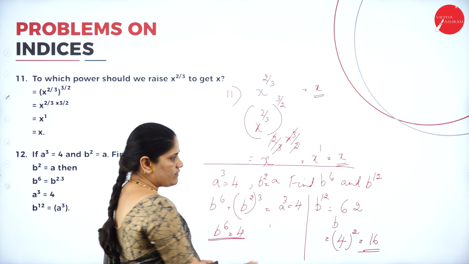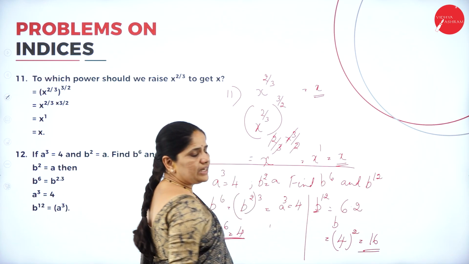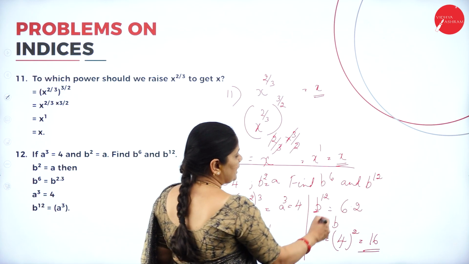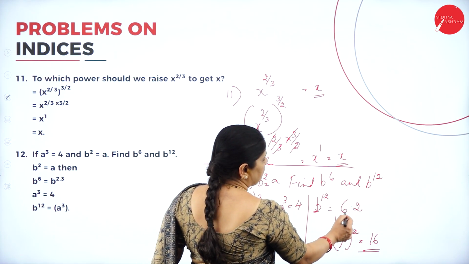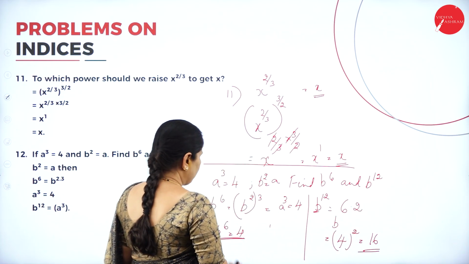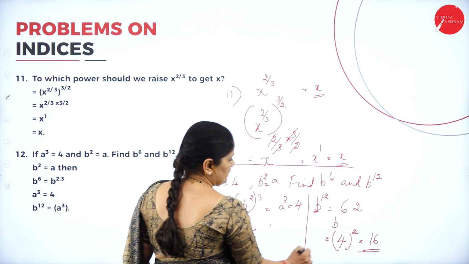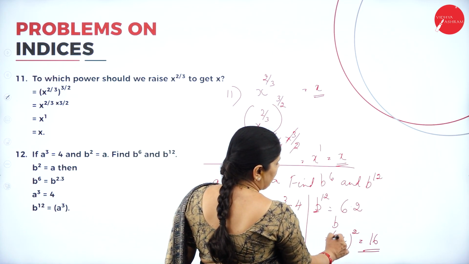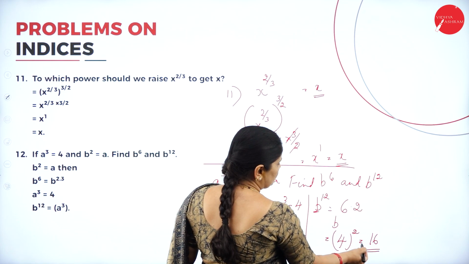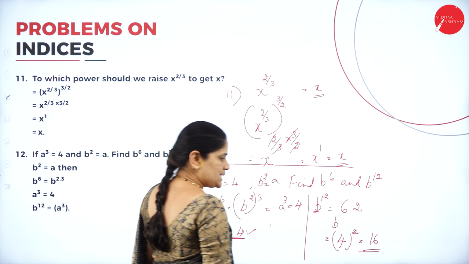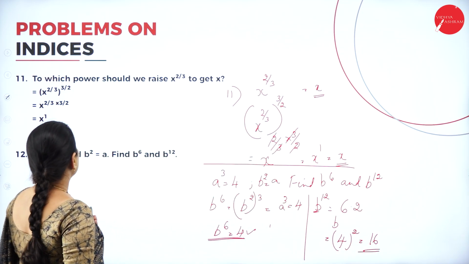Now, again they have asked us what is the value of b to the power 12. So, b to the power of 12 will be b to the power of 6 into 2. Now, we know the b to the power of 6 is equal to 4. So, I will write 4 to the power 2. So, 4 square equals 16. So, this is the answer.